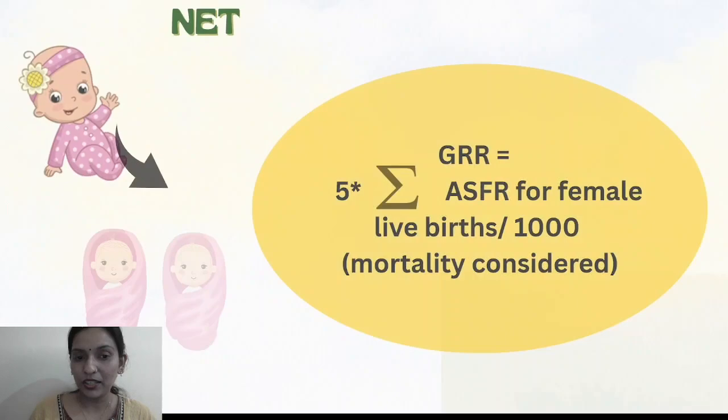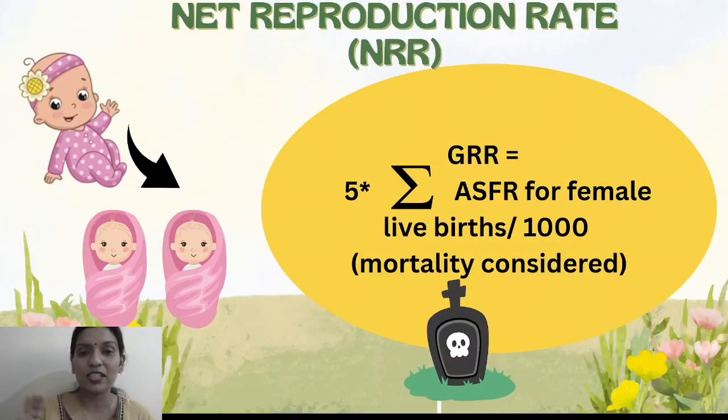Now we have something called NRR or net reproduction rate. Net reproduction rate is the total number of female live births per woman but considering the mortality. Okay, what is the difference between GRR and NRR? GRR does not consider mortality, NRR considers mortality. Now remember, GRR and NRR both have two Rs when you write in the short form. So remember that the extra R is for daughter. Daughter ends with an R. Son does not have an R.